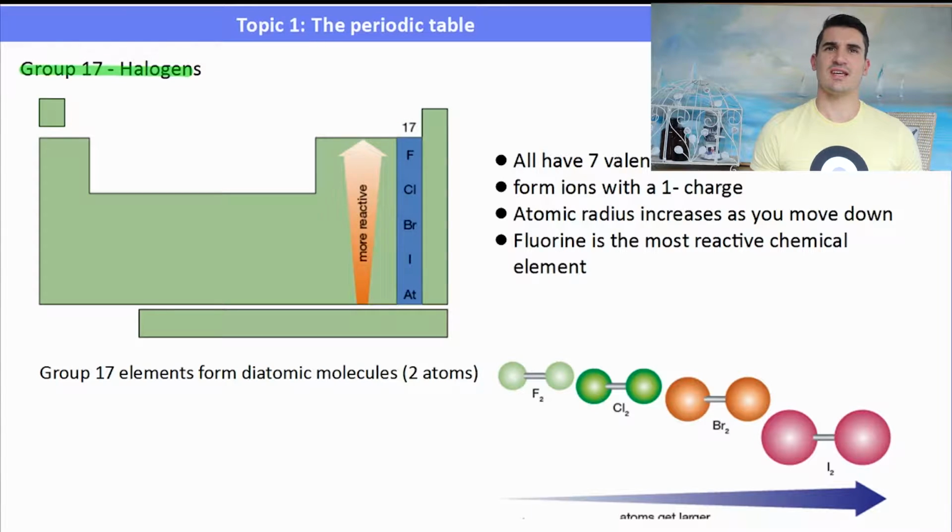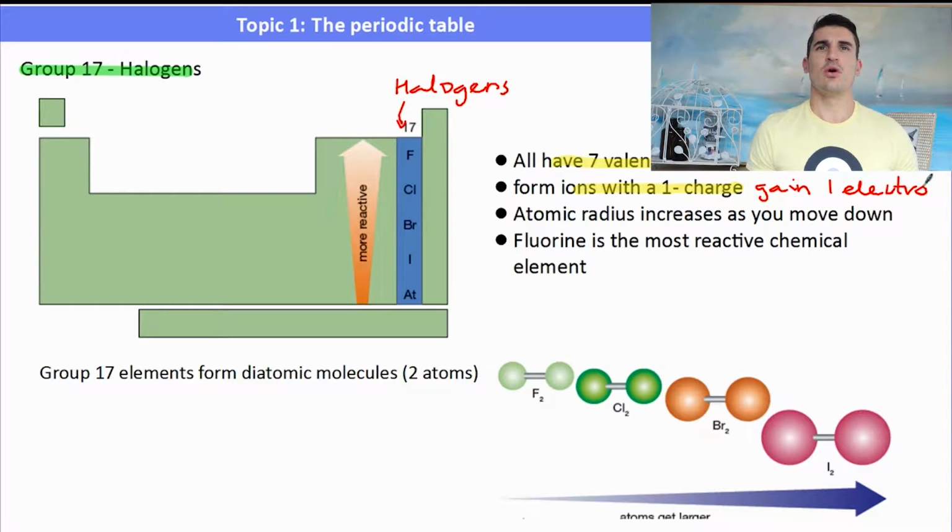Now group 17 has a valence electron number of 7. So every element in the halogens has 7 electrons in its outermost shell. We say that 8 is a very stable electron configuration. So something with 7 wants to gain 1 electron to form a stable outer shell with 8, an octet. So all of the halogens will want to gain 1 electron and form ions with a 1- charge.